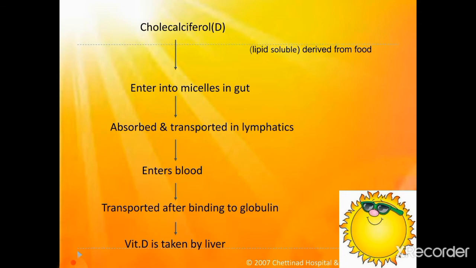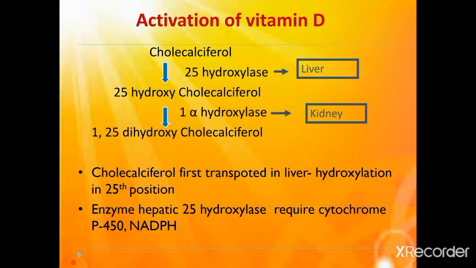Cholecalciferol is formed, and then it enters into the micelles in the gut and is absorbed and transported in the lymphatics. It enters into the bloodstream and is transported after binding to the globulin protein, and vitamin D is taken up by the liver for the activation process. Let us see how it is activated.